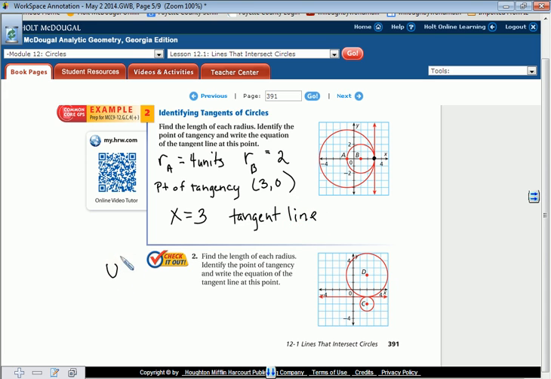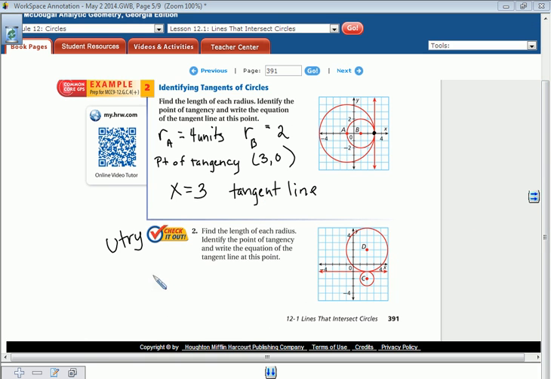Okay, you try number 2. So we're on page 391 in your book if you're with me. So take just a moment and identify the same things we identified here. If you would like to hit pause until the students are ready to move on. And then when they're ready, press play.